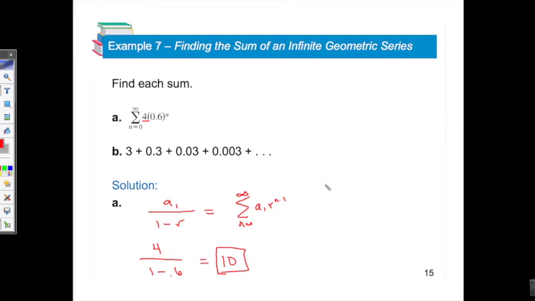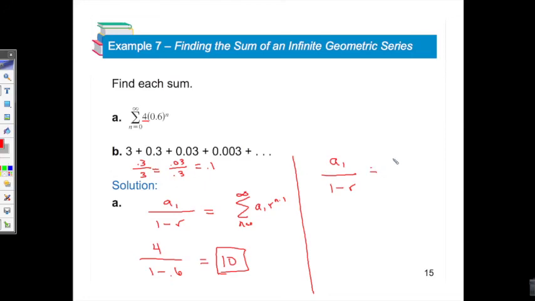Now part B. Part B, we're not explicitly given the equation, so we have to kind of go ahead and use certain parts of it a bit differently. I am still going to do the same idea because I'm trying to find the infinite sum, where I take the first term and I divide it by 1 minus the rate. So really I just need to try and figure out what that rate is. And in this case, if I take 0.3 divided by 3, making that the same as 0.03 divided by 0.3, the rate that it looks like I'm coming out with is just 0.1. Really, every time it's a tenth of what it was before.